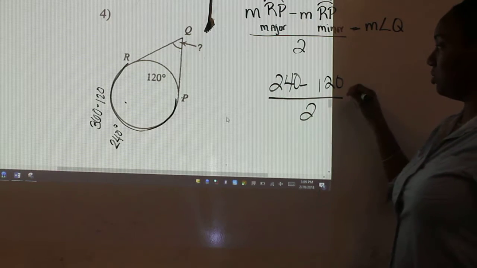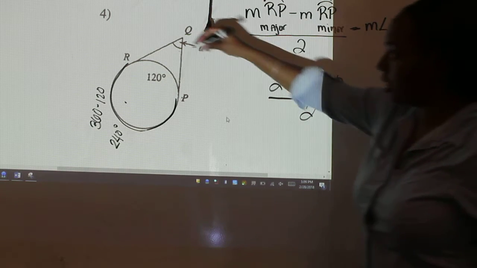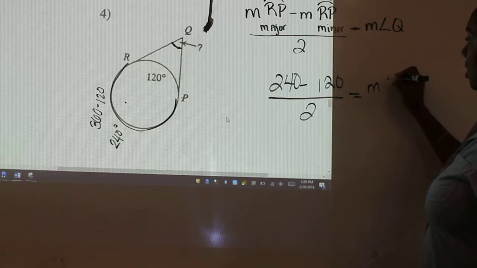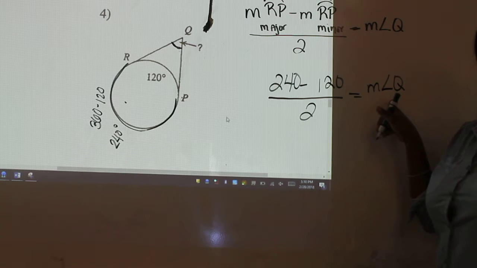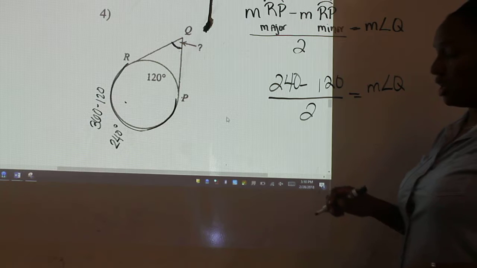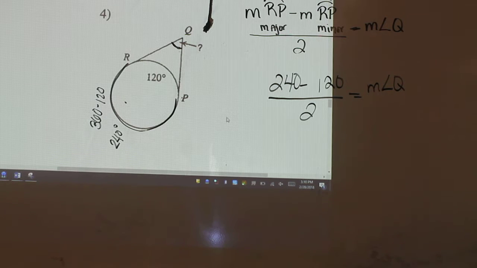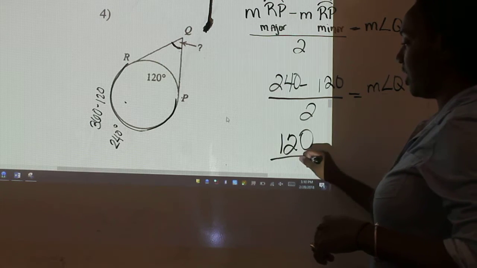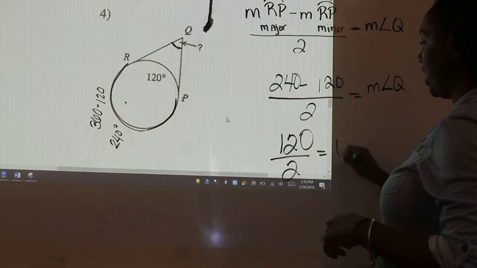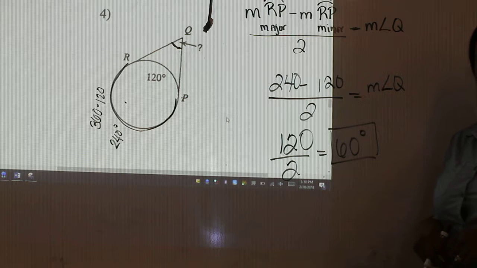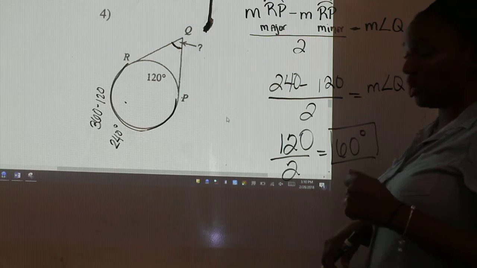Divided by 2 gives me the angle that I'm looking for, which is out here, the measurement of angle Q. So 240 degrees minus 120 gives me another 120, divided by 2. Your answer is 60 degrees. That's solving number 4 on the worksheet.